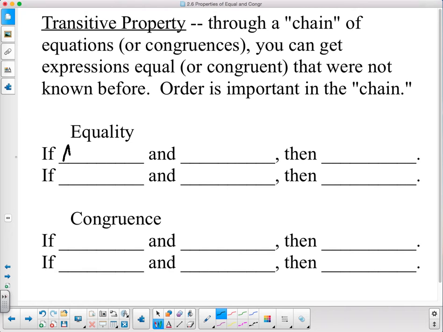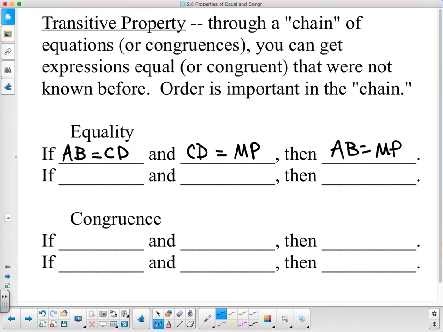If AB equals CD, and CD, that's the part that has to repeat, equals MP, then you can put these together, leaving out the one that repeats. That just hooks them together, and we don't state it again. So we will get then AB equals MP.